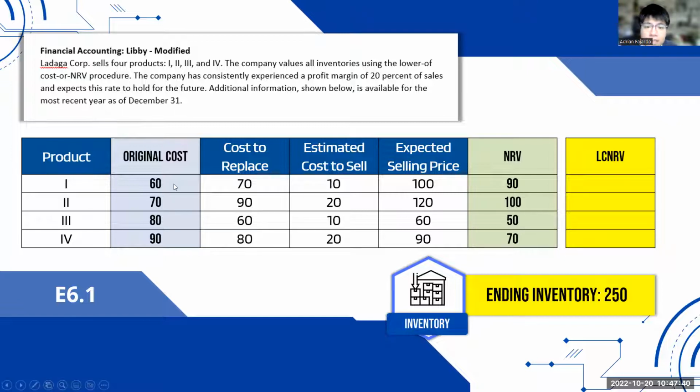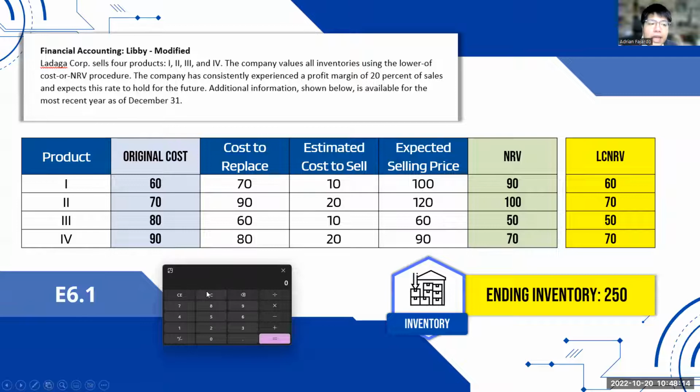Item number 1, which one's lower? Cost of 60 or NRV of 90? Obviously, 60. Item 2, which one's lower? Cost of 70 or NRV of 100? It's still cost. Item number 3, cost of 80 or NRV of 50? The NRV is lower, so 50. And then item number 4, cost of 90, NRV of 70, which one's lower? 70. And therefore, for each of the items, we were able to get the LCNRV of each item.